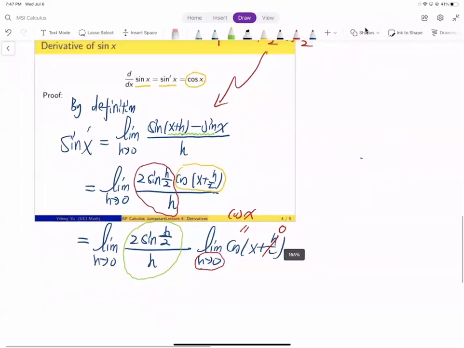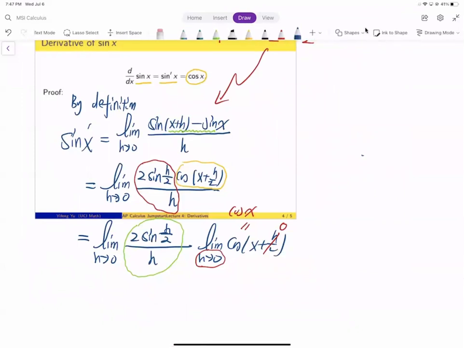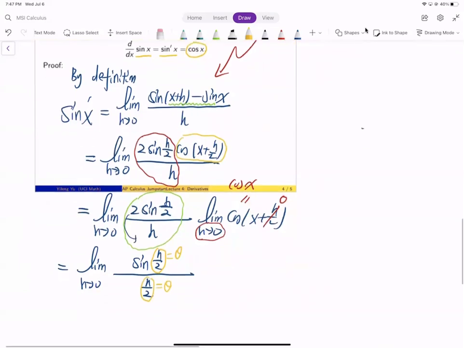Okay, let me rewrite this, and then you see this is something we saw before. So this equals the limit as h goes to 0 of sine of h over 2, over h over 2. I just pull this 2 here. And if I write this guy as just another number, let's say theta, whatever. So I put it as theta. And then this is cosine x. I copy it down here, right? It's cosine x, copy down here.